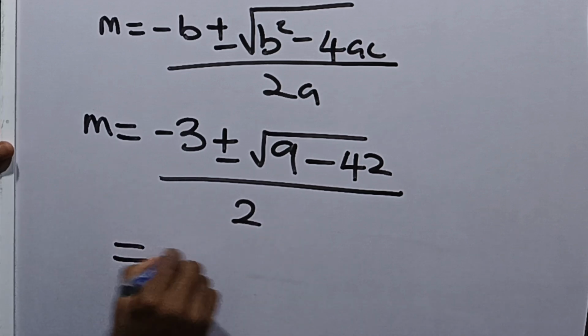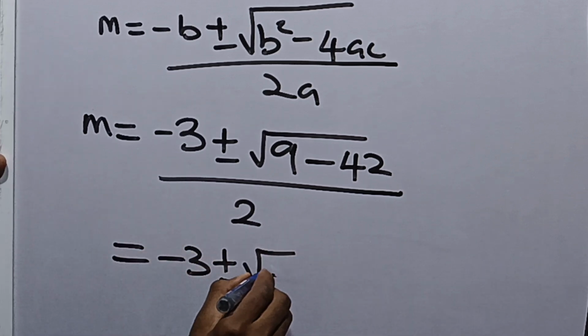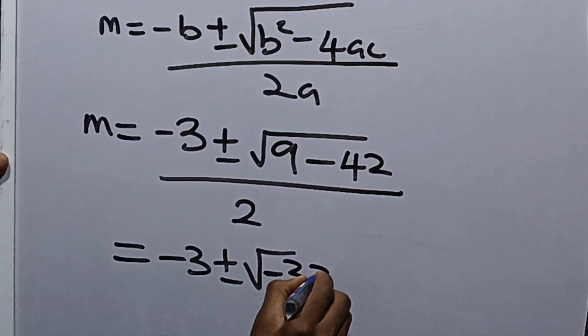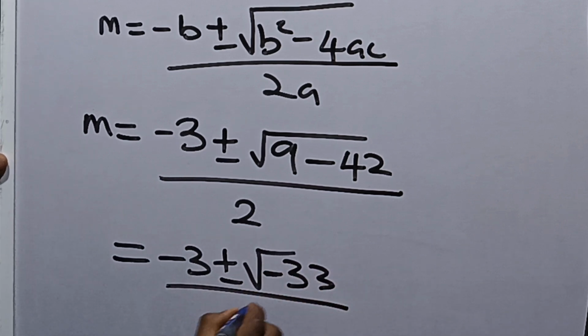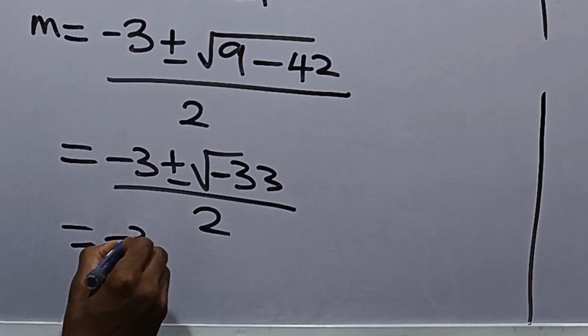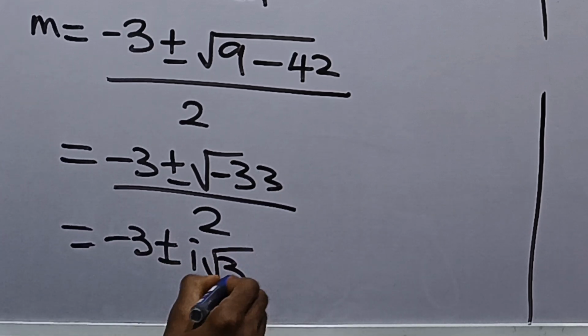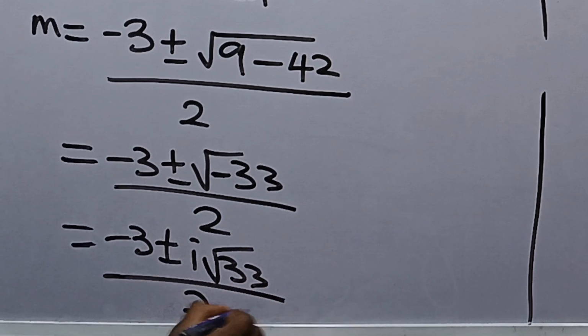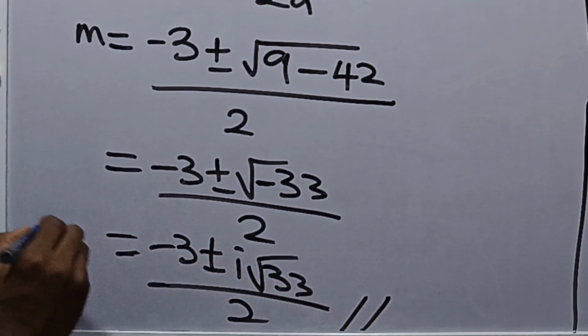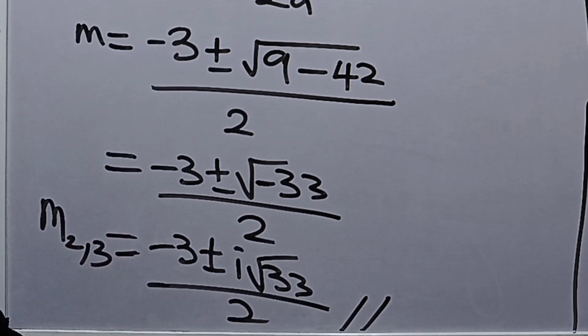This is equal to minus 3 plus or minus the square root of negative 33 divided by 2. Okay, this is now equal to minus 3 plus or minus i root 33 divided by 2. Okay, so this is our m2 and m3 respectively.